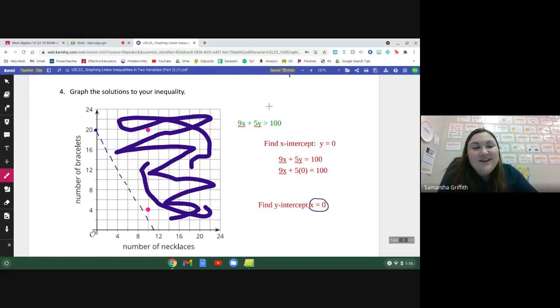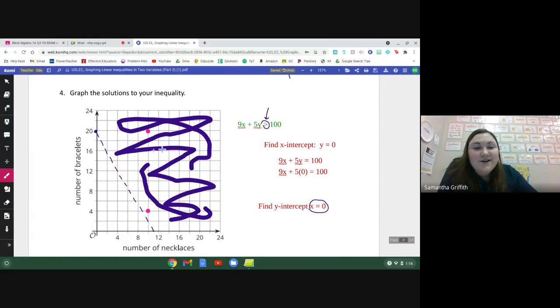We had also talked about yesterday, just look at this inequality sign here. If it doesn't have or equal to, it's a dotted line. If it does have or equal to, it'll be a solid line. That inequality sign is telling you a lot about what this graph is going to look like. This was the second part of graphing linear inequalities.